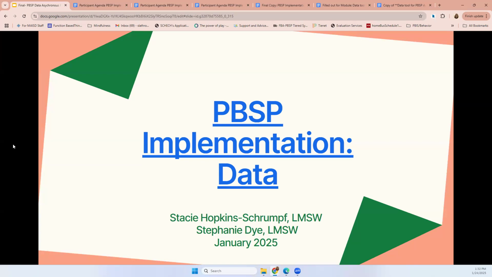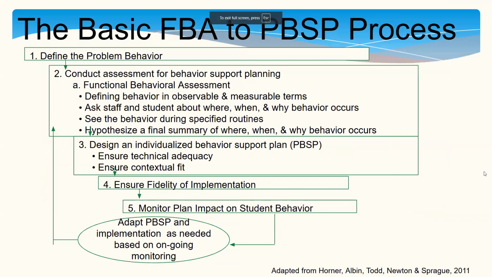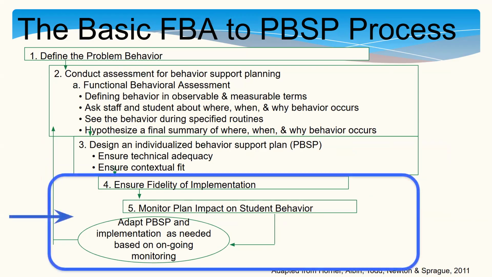So here we are in this process. If you are into flow charts like we are, this next slide is what we share in our FBA PBSP training. We train numbers 1, 2, 3 really, really well. We're really looking at numbers 4 and 5 today. And you'll see that circle, that oval, where it says you must adapt the PBSP and implementation as needed based on ongoing monitoring. But if we're going to say a plan is or is not successful, that's our progress monitoring data. We really need to look at our fidelity of implementation. So that's going to be our focus for the rest of the module today.